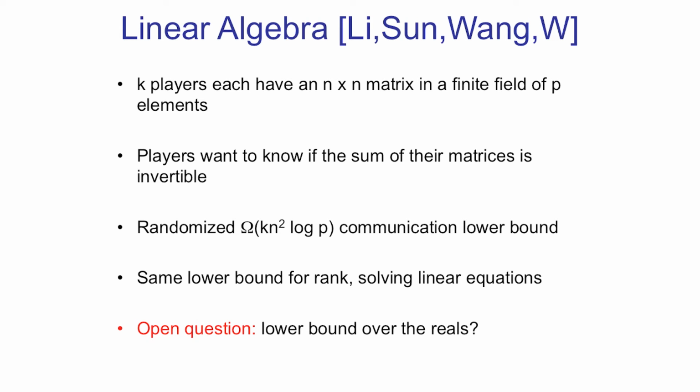What I mean here is that instead of having a matrix over a finite field, everyone has a matrix where the entries are, say, integers of bounded precision, and you want to compute whether or not the sum is invertible over the reals. I think even for two players, this problem is open. There's an n lower bound you get just from a reduction from set disjointness, and there's nothing better known than n squared as an upper bound.